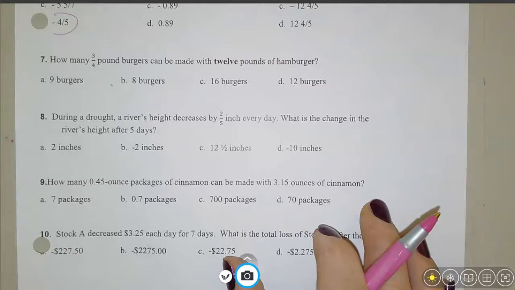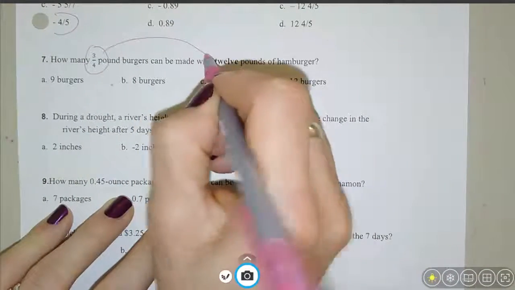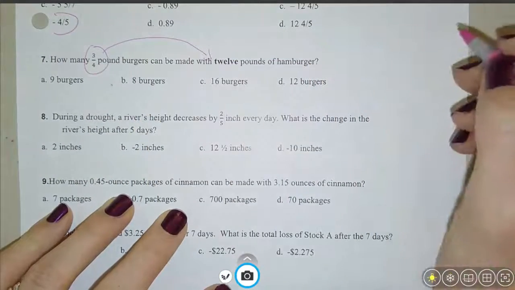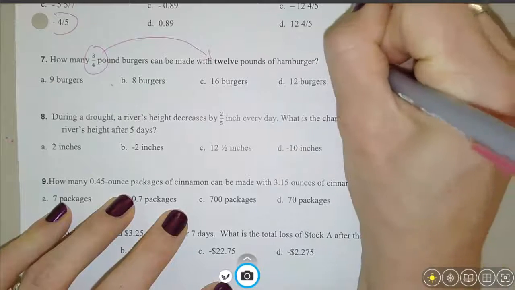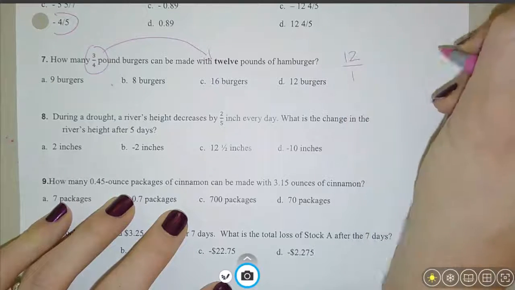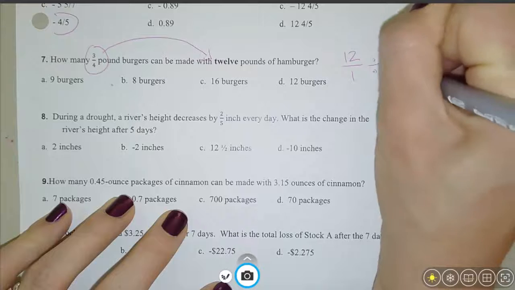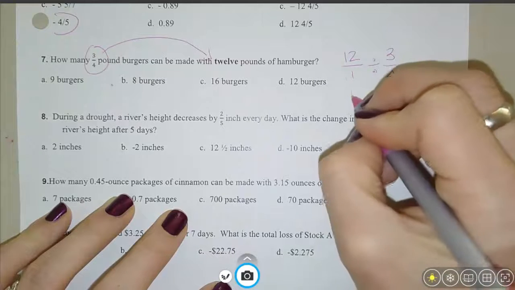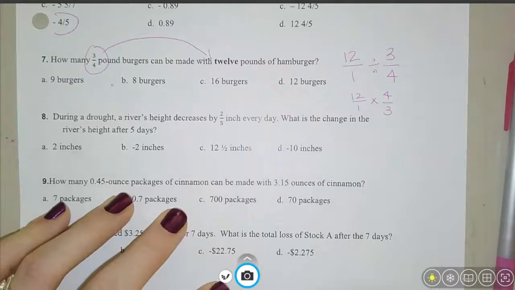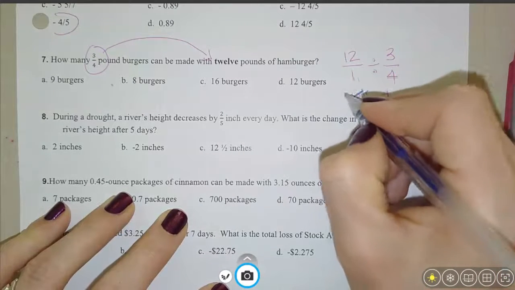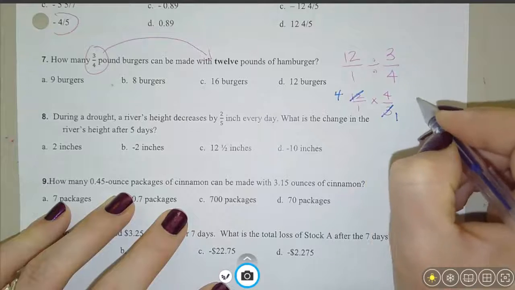Okay, I'm ready to go over number 7. How many 3/4 pound burgers can be made with 12 pounds? Well, this is a division problem. I want to know how many times 3/4 fits into 12. It looks like my answers are whole numbers, so it wouldn't matter if you do it as fractions or decimals. Let's just do fractions. So my 12 pounds, I could write as 12/1, and I'm dividing it by 3/4 to see how many times 3/4 fits in. So keep, change, flip, cross cancel, right? Divide by 3, and you get 16.